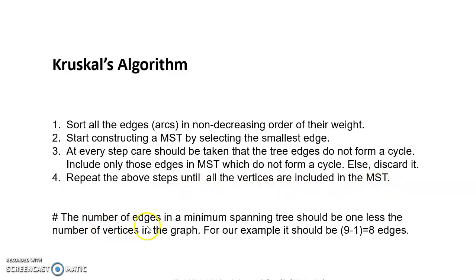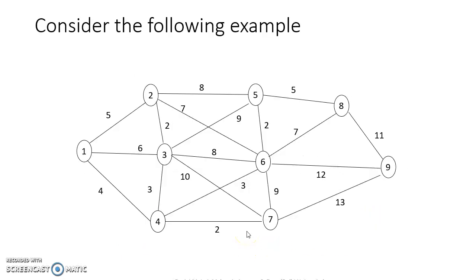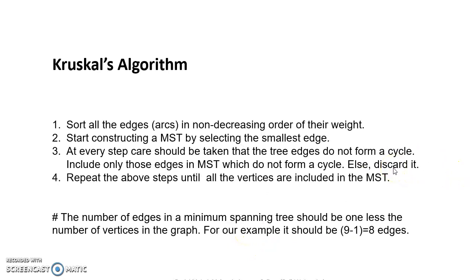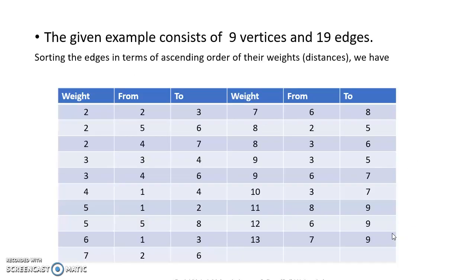The number of edges, the number of connections in the minimal spanning tree should be one less than the total number of vertices in the graph. So for our example, we had a total of 9 vertices. So we should have a total of 9 minus 1 connections, meaning edges.